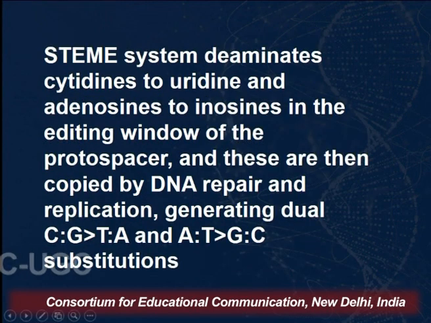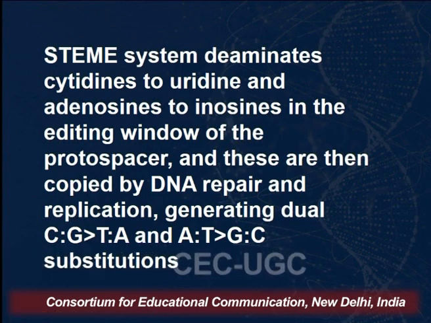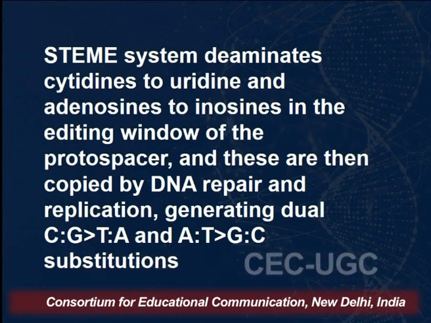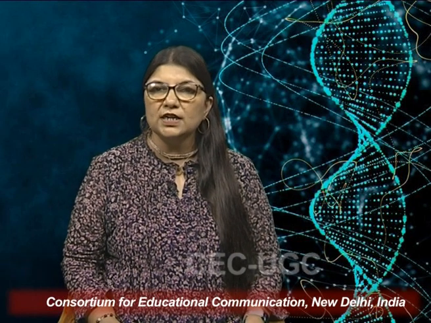This STEME system deaminates the cytidines to uridines and adenosines to inosines in the editing window of the protospacer, and these are then copied by DNA repair and replication, generating the dual CG to TA and AT to GC substitutions. So, I hope you understand the individual CBE and ABE mechanisms, and when these two proteins, the deaminases, are fused together with the nicked Cas9 protein, then they generate this kind of a STEME system, and STEME refers to the saturated targeted endogenous mutagenesis editor, where the alternate transitions, the CG to TA and AT to GC substitutions, occur.